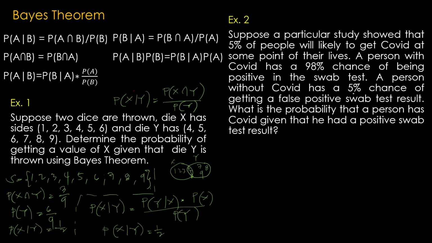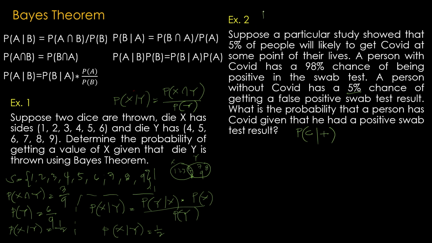Because it says here that there is a 5% chance of getting a false positive. Meaning, you can have a positive test result even if you don't have COVID. The question was, what is the probability that a person has COVID given that he had a positive swab test result? Pero ilang porsyento ba talaga yung percentage na meron kang COVID given na nag-positive ka sa swab test results mo? Okay, so let's review the given values.